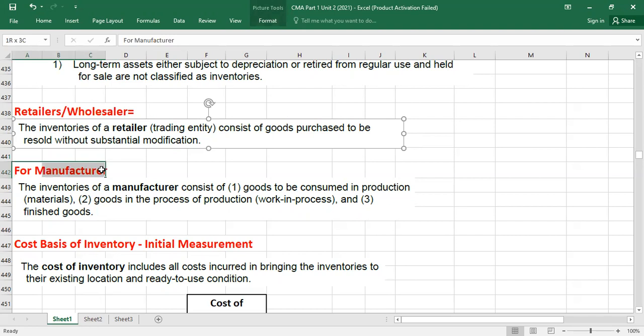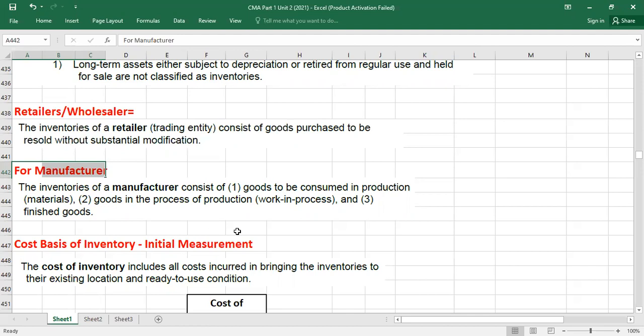But on the other hand, for the manufacturing business, the inventory might be in three shapes. Those businesses who manufacture the product might have inventory in the shape of raw material. They might also have inventory in the shape of work in process, which is not yet completed by the end of the accounting period, and they might also have inventory in the shape of finished goods.